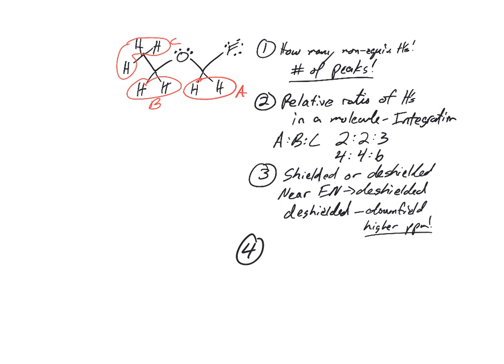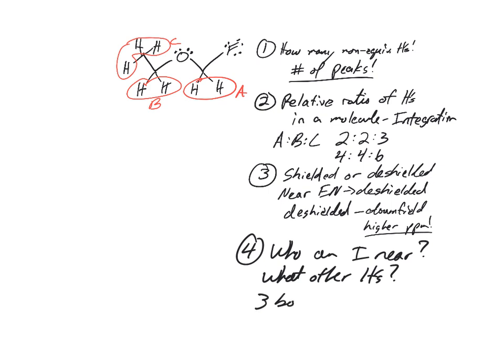All right, so the fourth thing NMR tells us, number 4, is essentially, who am I next to? What other H's am I near? So we'll start looking for hydrogens that are 3 bonds away. What can happen is we can couple to those hydrogens.